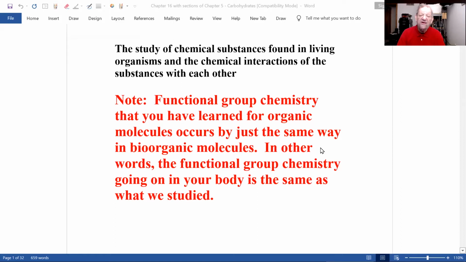Now, here's where people get all bent out of shape. They shouldn't. The functional group chemistry that you learn for organic molecules occurs just the same way in bioorganic molecules. In other words, functional group chemistry going on in your body is the same as what we study. There's no magic going on because it's going on in my body or my stomach. No, but it is more complex molecules, and Mother Nature has done an amazing thing.